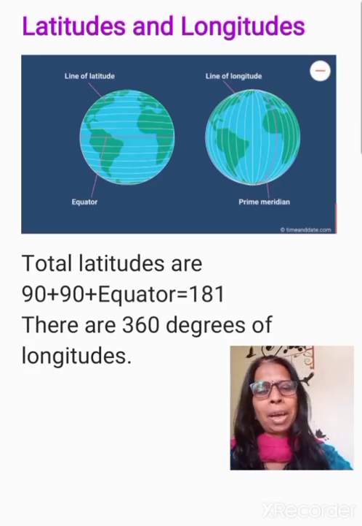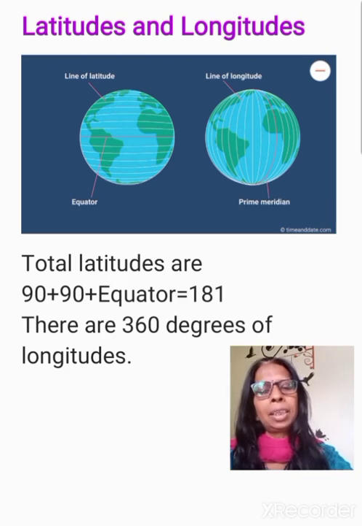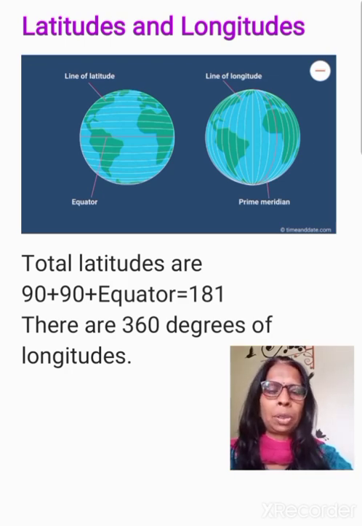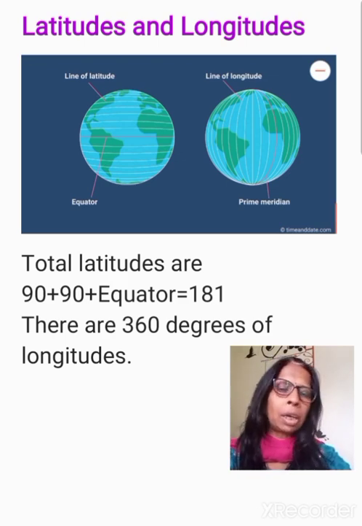Hello children, I am back with a basic concept, that is latitudes and longitudes. I have been teaching the students for so many years. I find that children really get confused with latitudes and longitudes. Even if I teach them that particular movement, they understand. Their concept is clear. But if I again ask them about latitudes and longitudes, they get confused.